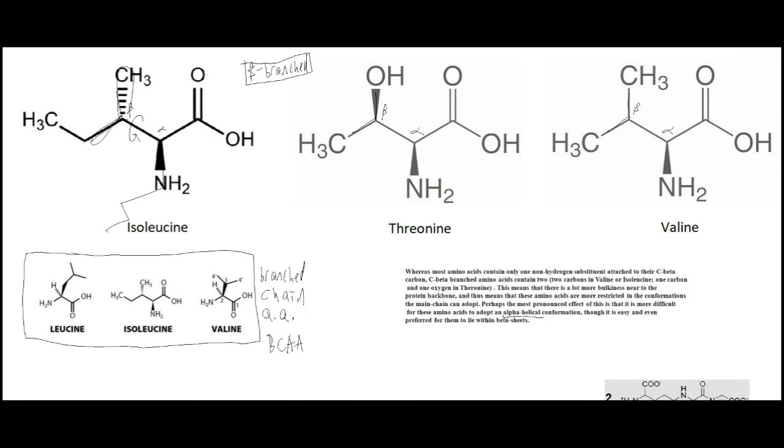These are different from the beta-branched. You see that isoleucine and valine are both beta-branched and branched chain, but leucine, because its beta carbon right here is not the one that's branched. It's branched further up here. It is not beta branched, but it is still a branched chain amino acid.